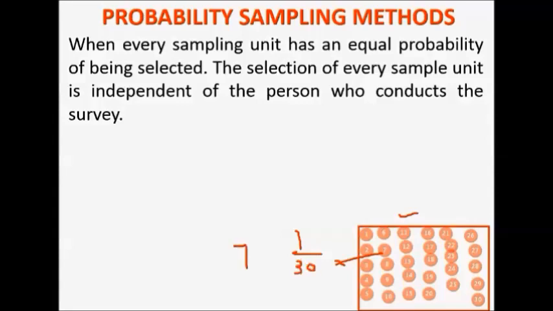So 7 is out here. Now there are remaining 29 units inside. Then the probability of selection will be 1 by 29. In this way, each and every sampling unit is having equal opportunity of selection. This is called simple random sampling. We have simply assigned numbers to individuals and we are picking them one by one until the last number.